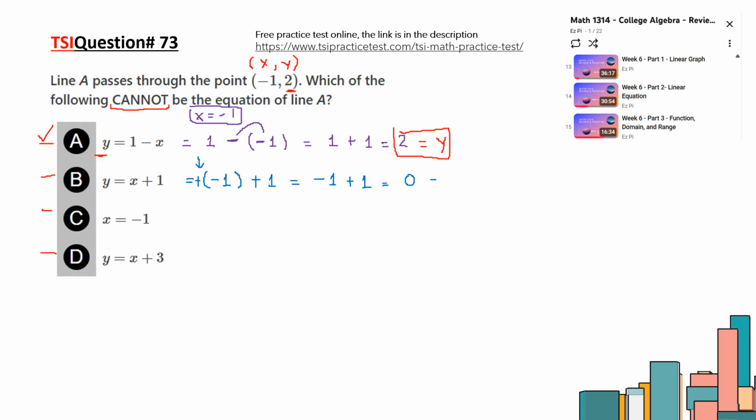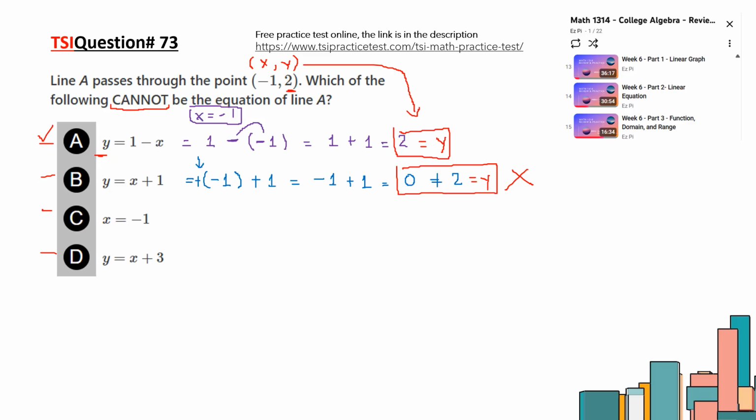It's different from 2, because y has to be equal 2, since that is the given. But this one is not equal to 2. So this one is not an equation of line A. This should be the correct answer, but let's check the rest.